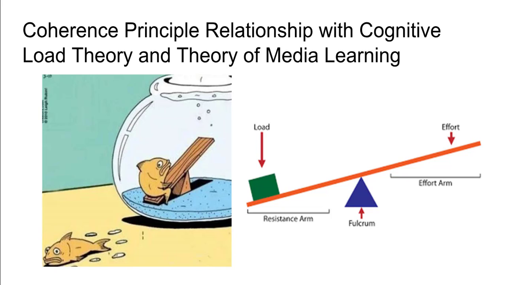The coherence principle is directly related to the cognitive theory of multimedia learning and the cognitive load theory. The ideas of essential processing and extraneous processing are analogous to the ideas of intrinsic and extraneous load from the cognitive load theory and to the essential and extraneous processing from the cognitive theory of multimedia learning. The coherence principle also relates to the cognitive theory of multimedia learning because it discusses both verbal and graphical channels that can be overloaded when the essential processing and the extraneous processing are greater than the cognitive capacity.